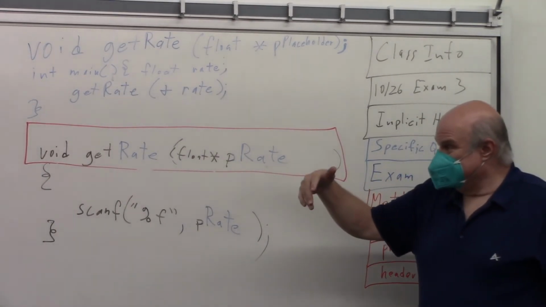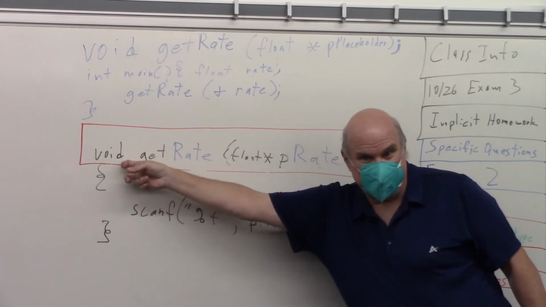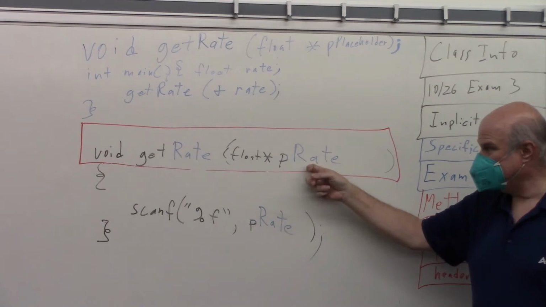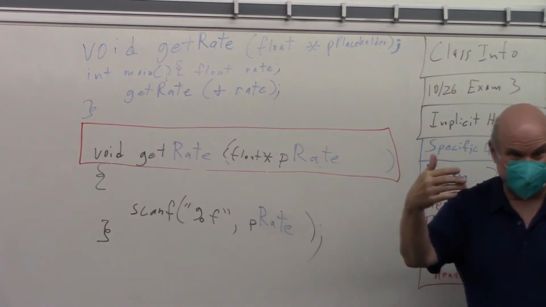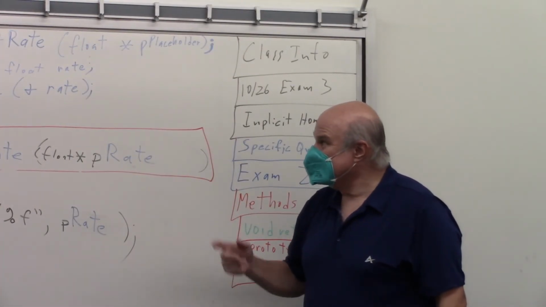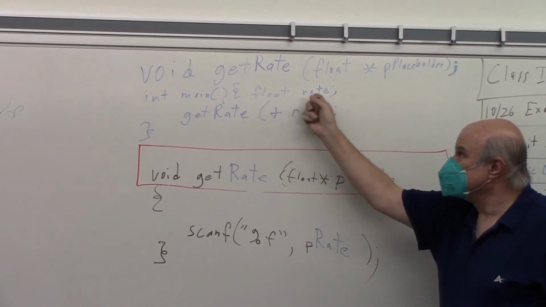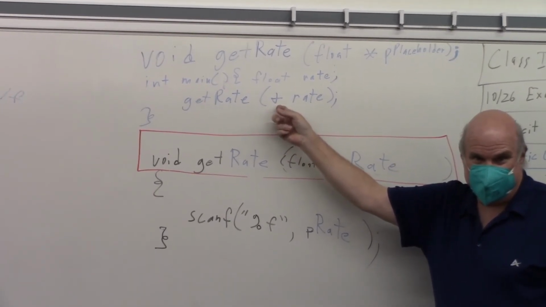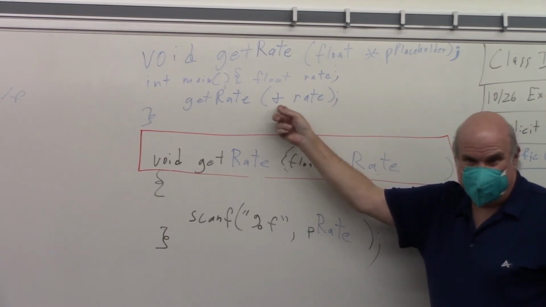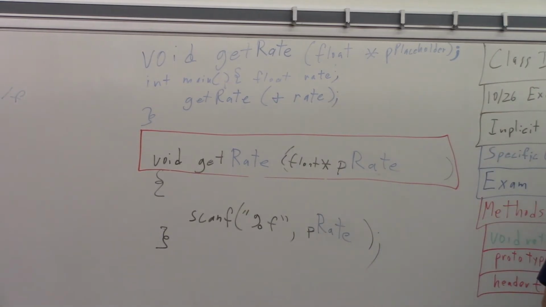So, in our case, we're having a method called getRate. Return type of void, which means it returns nothing. And it takes a float pointer, P-rate. Now, since you've all done your implicit homework regarding pointers, the reference operator, and so forth, you understand that when this main method declares float rate, he can pass a pointer to rate simply by putting the reference operator in front of the variable name rate.